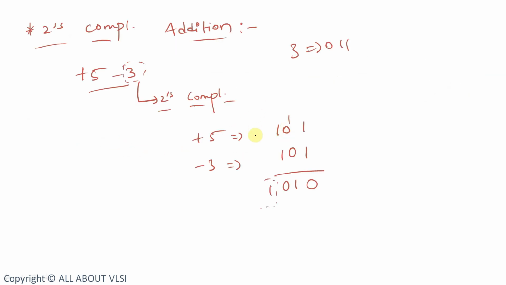So here in this particular case we are getting the carry. In the 2's complement form of addition, we are just going to discard the carry, and the result is 0 1 0, that is plus 2.